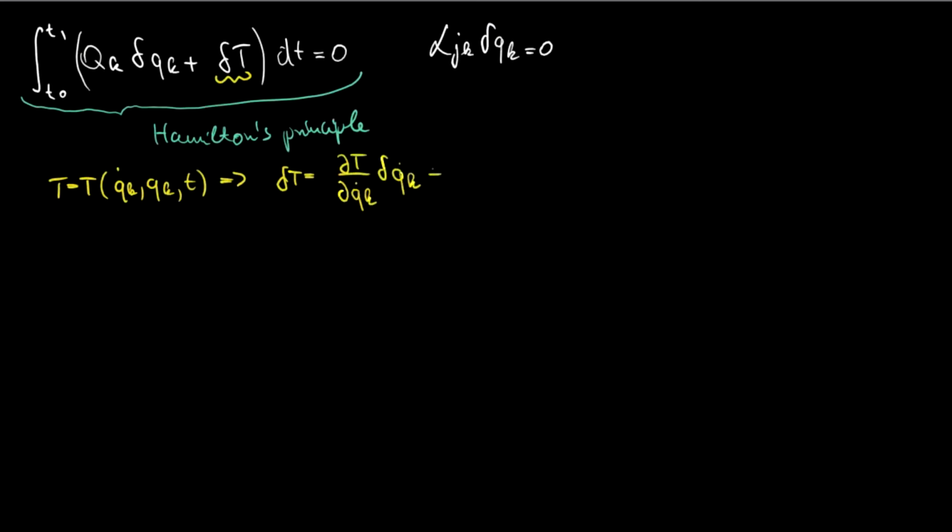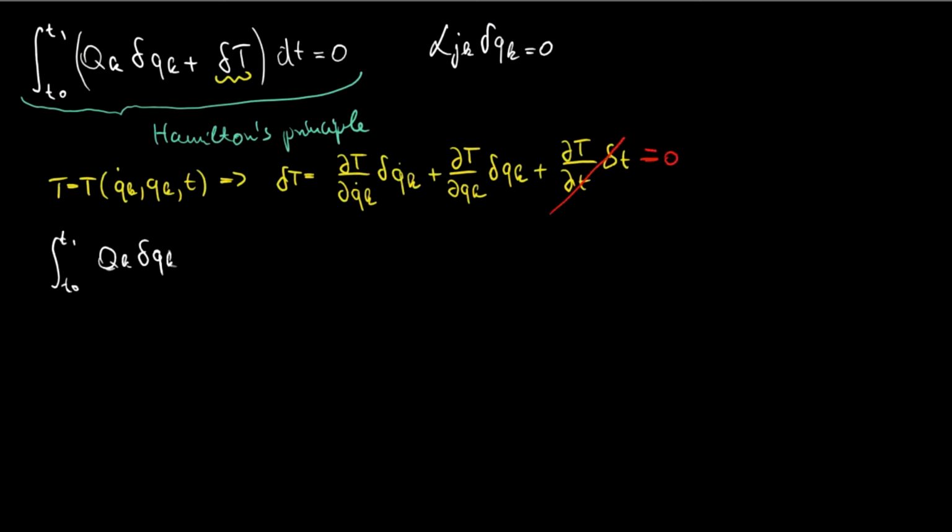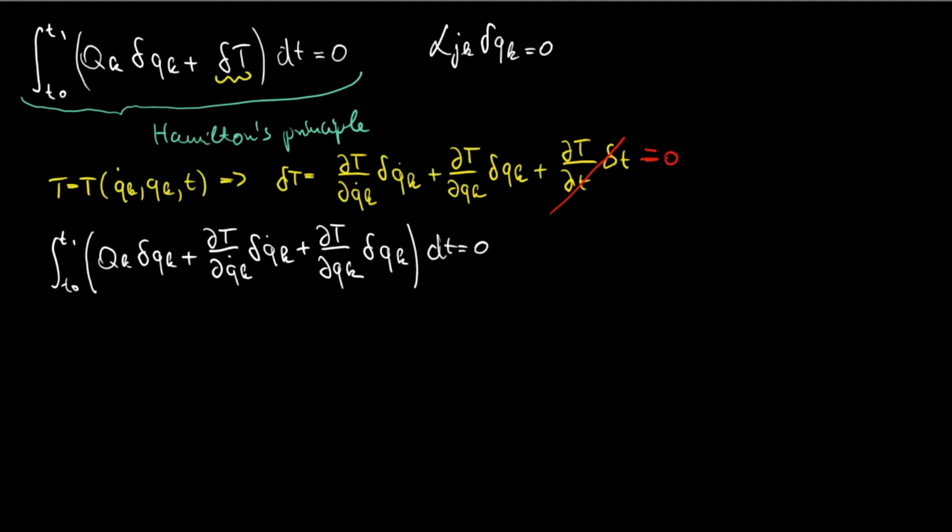So take its variations. The variation of the time t will be 0 according to the virtual displacement theory. It's partial T over partial t, delta t, equals 0. Now we substitute this formula into the Hamilton principle, so we can get this expression that equals 0 again. Delta t equals 0, yes.